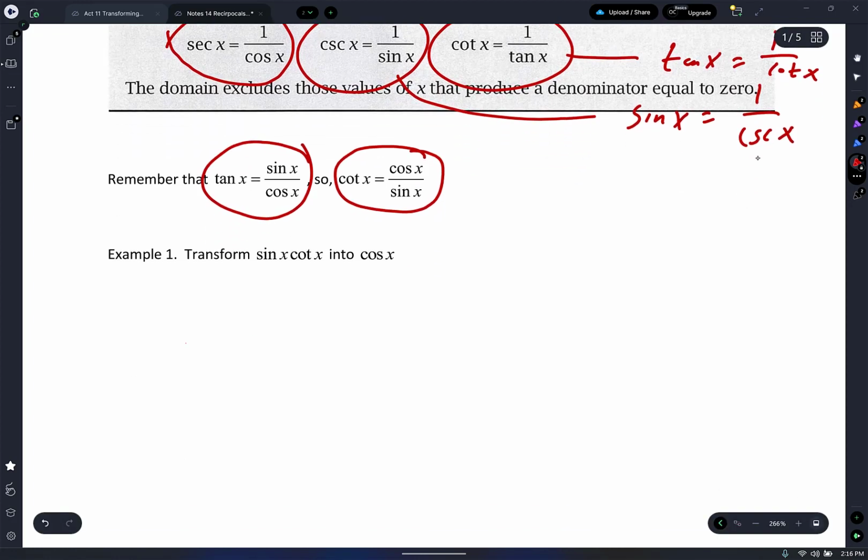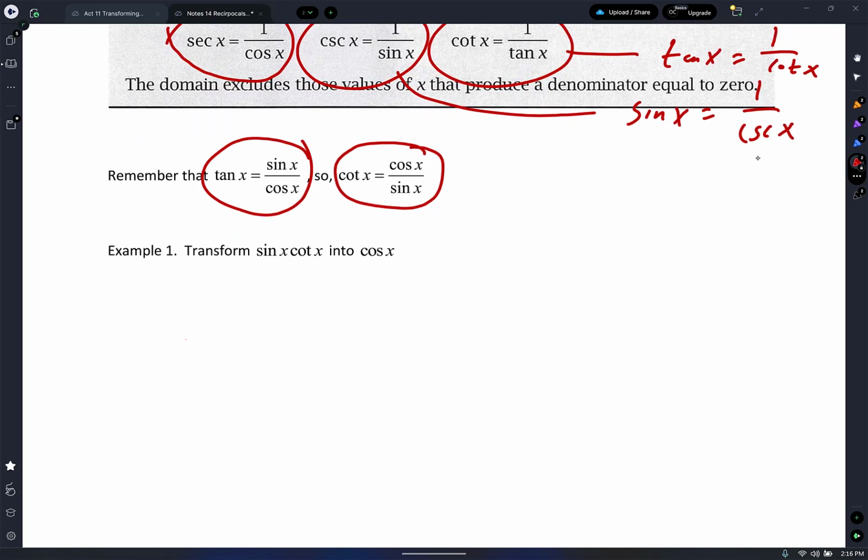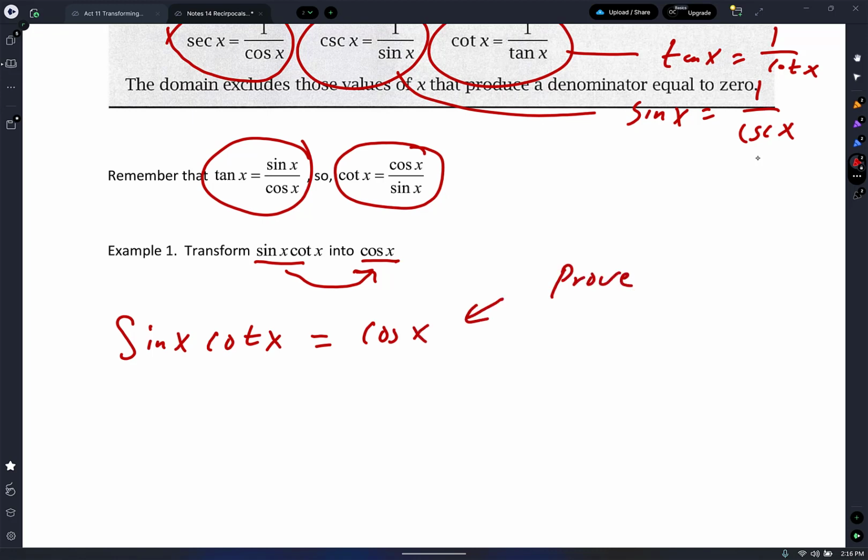All right. So on this one, where it says transform sine x cotangent x into cosine x, all they're trying to tell you is that sine x cotangent x is cosine x. So check it out, guys. All you're gonna do, sine x, and then you're gonna write cotangent x right now like that. We're trying to prove this. Here's what we want to prove. So how do we prove it? I'll write sine x, and then cotangent x is cosine x over sine x.